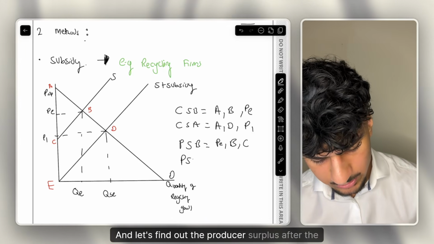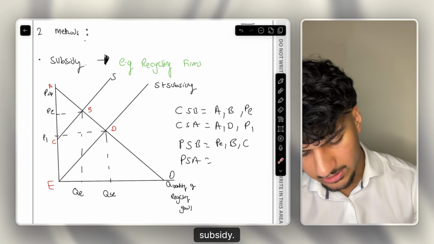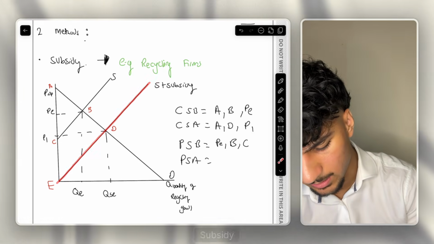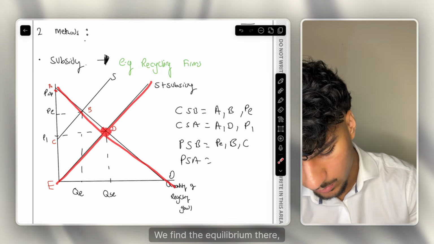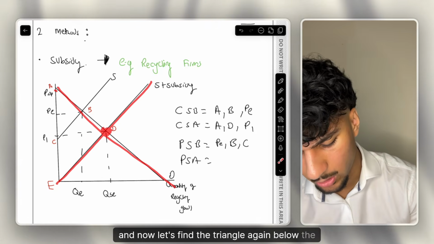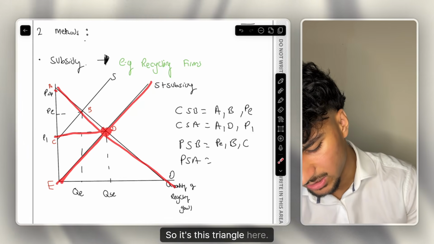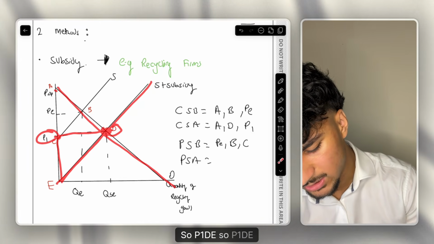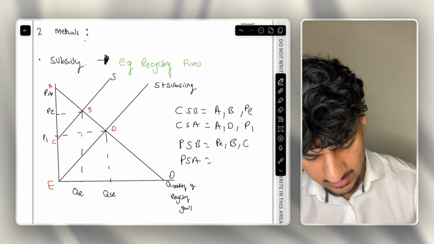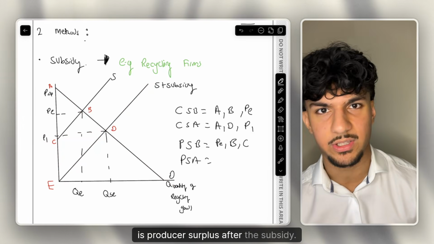Now let's find out the producer surplus after the subsidy. So again, we go to the S plus subsidy curve, and we go to the demand curve. We find the equilibrium there, and now let's find the triangle again below the equilibrium. So it's this triangle here. Now where do these points relate? P1 DE. So P1 DE is producer surplus after the subsidy.